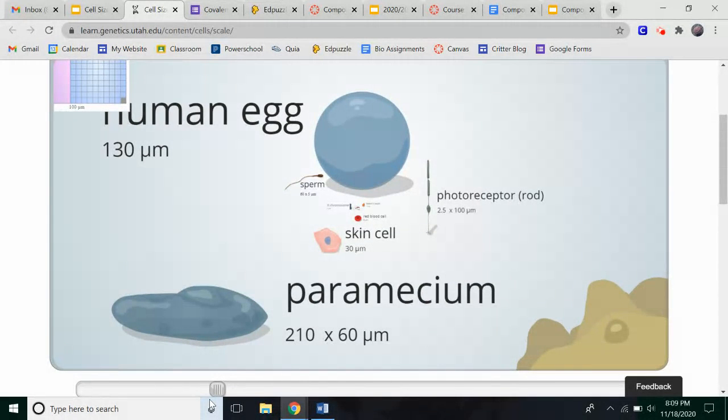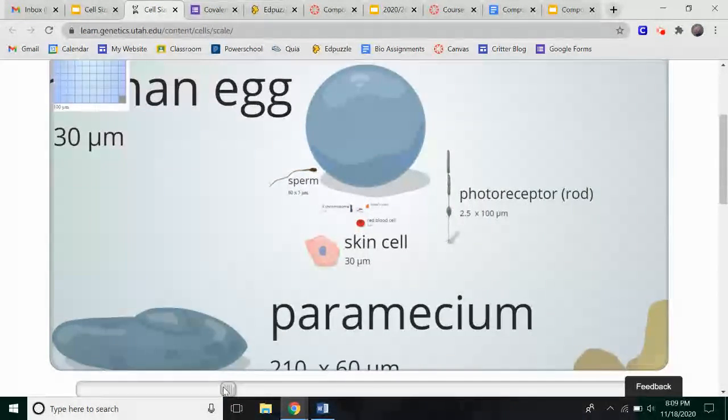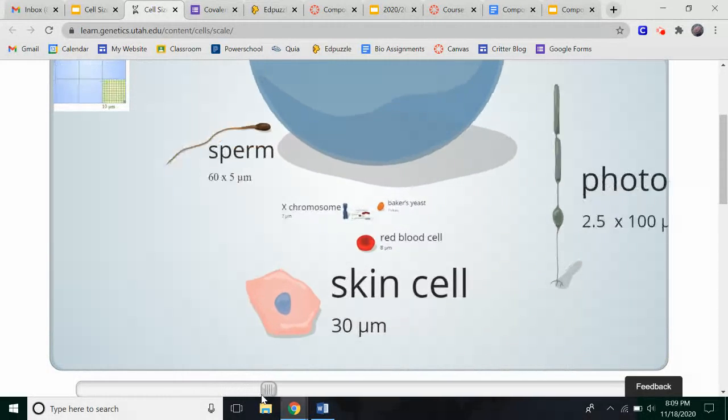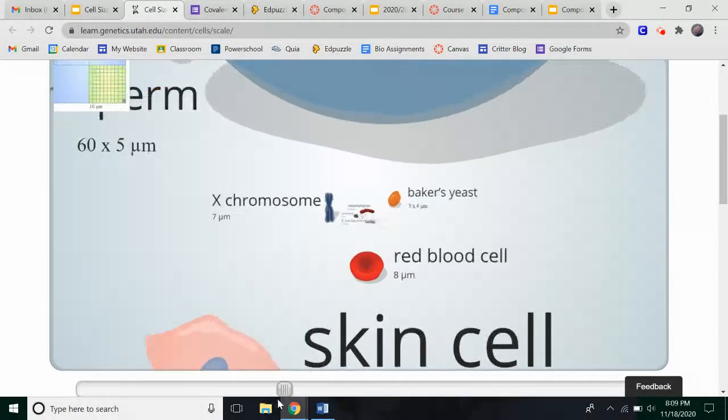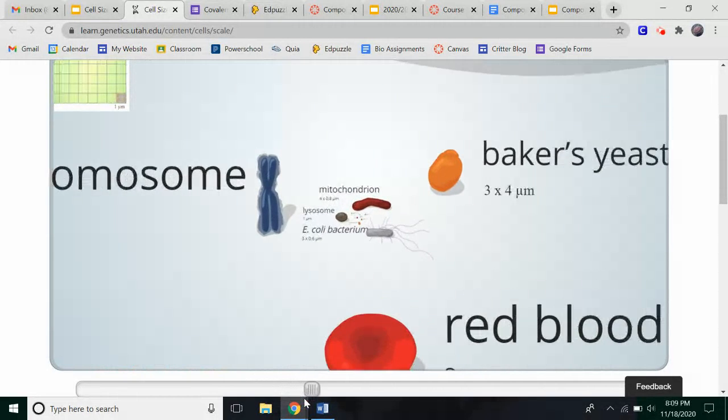So compare that to a couple of other types of cells. This is a sperm cell used for fertilization, a photoreceptor cell, and a skin cell. And then can you just see that red blood cell? It's very small there. Those are all smaller cells than the human egg. If we zoom in further, you can start to see that smaller red blood cell, and then you can even see a yeast cell.